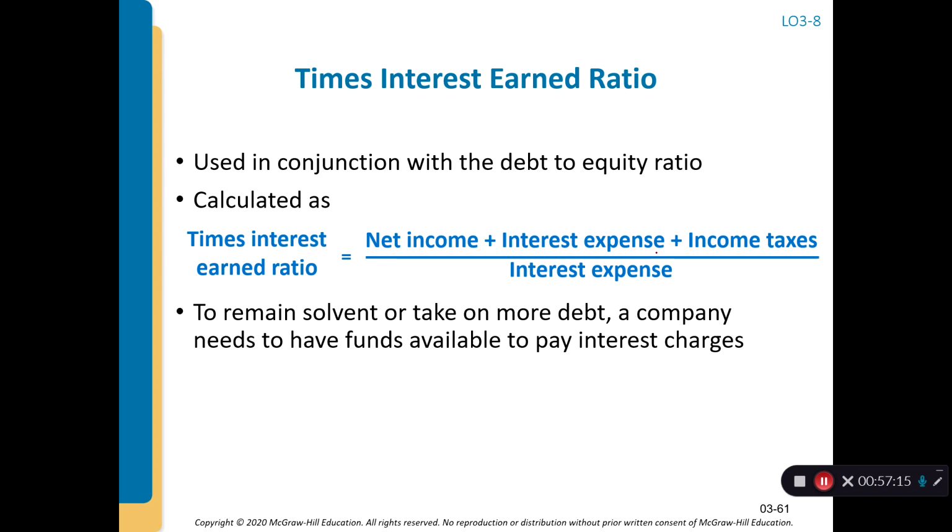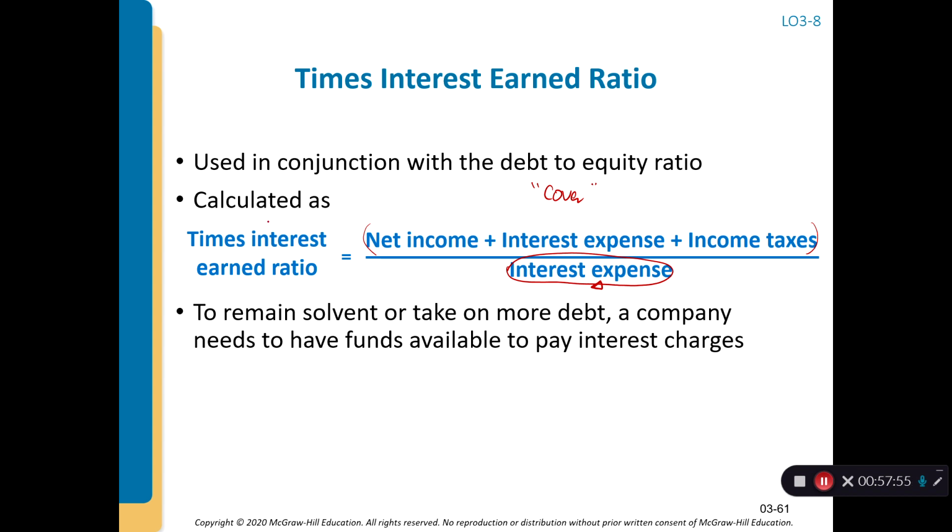To remain solvent or take more debt if needed, a company needs to have funds, right, to pay for those interest expenses that are going to be due, right? So therefore, by using the numerator as the net income before the interest expense and the income taxes, divided by the interest expenses, we can sort of see how many times the net income can cover the interest charges, right, as measured by this ratio.